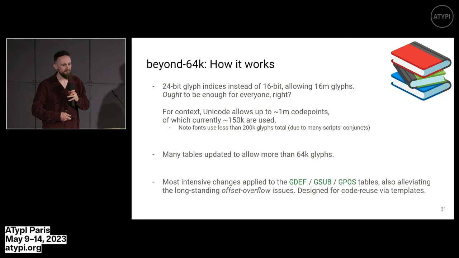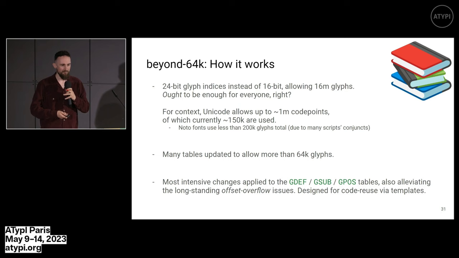So the way that this works is to use 24-bit glyph indices instead of 16-bit ones, and that will allow for 16 million glyphs, which should be enough. We'll see. And so Unicode has around 1 million code points so far, and only 150,000 have been assigned in the standard. And the reality is that Noto only has maybe 200,000 glyphs total. There are many glyphs, as you know, which have letter forms which are not specified characters.